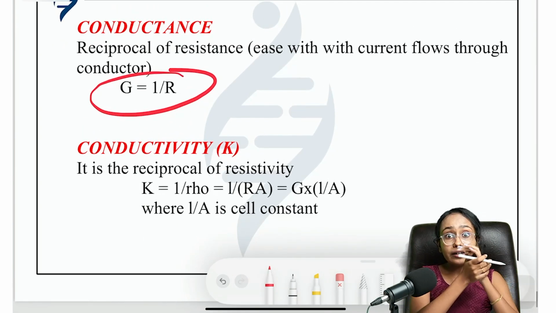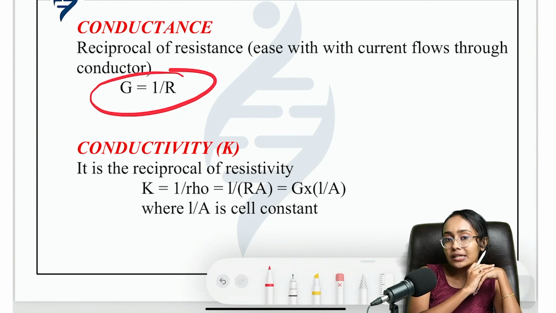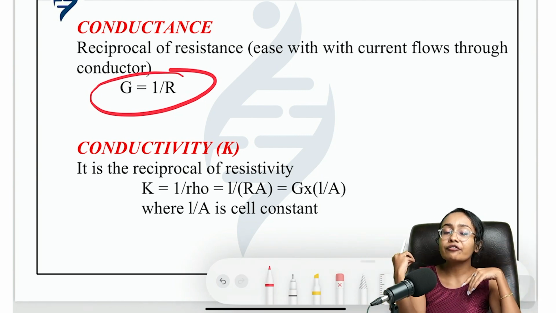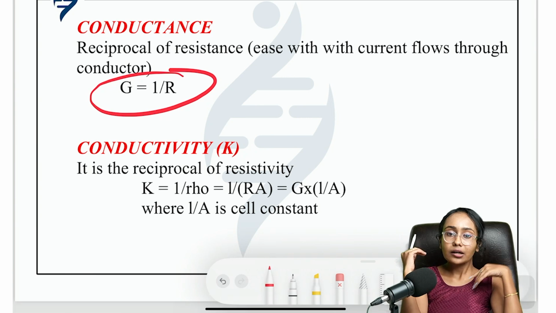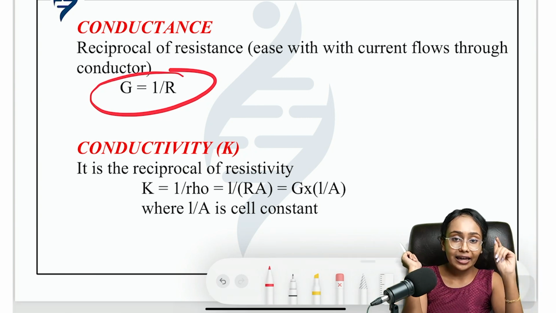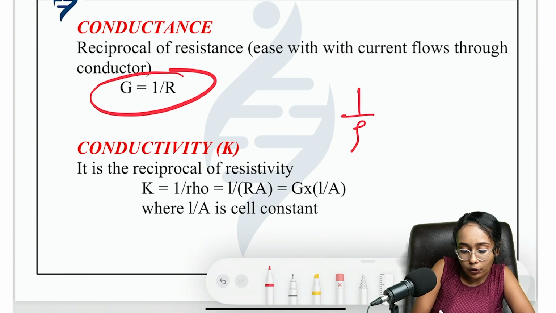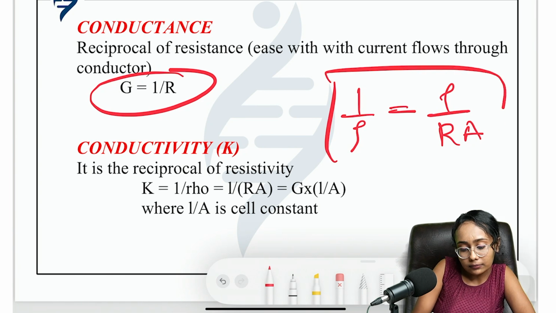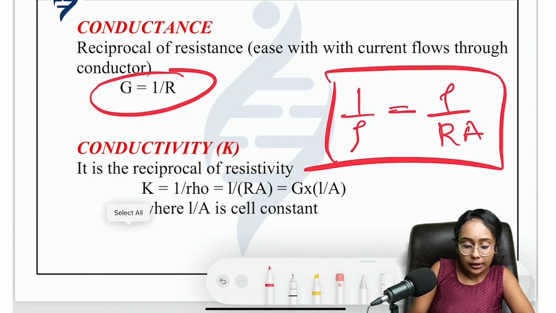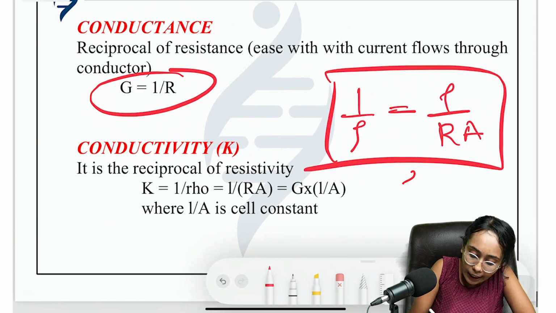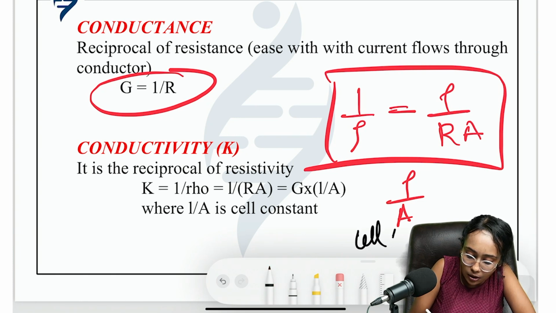And what is conductivity? As resistance has resistivity as a friend, conductance should have a friend like conductivity with it, right? So conductivity, K, is the reciprocal of resistivity, 1 by rho. Or we can define it as L by RA. Here, the L by A is called the cell constant.